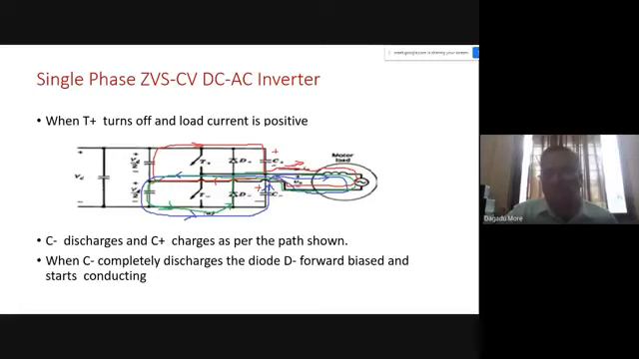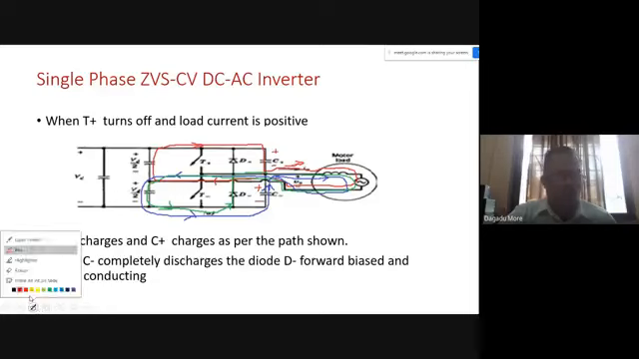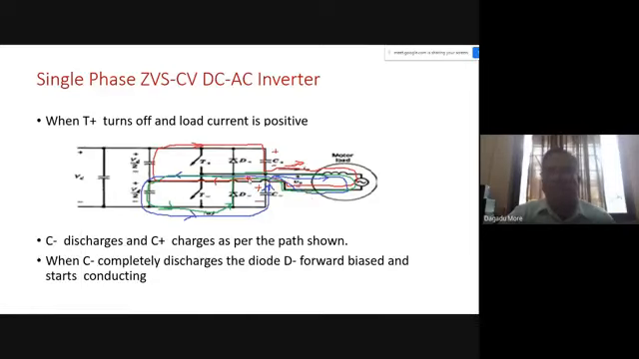Whenever this capacitor is fully discharged, this capacitor is fully charged. Under this condition, if the energy stored in the inductor is remaining, then we have a third path, shown with a green color. So from this positive current, you trace from the motor winding to the center, to the DC supply, and from that it will be D minus. D minus will conduct and it will pass through this.